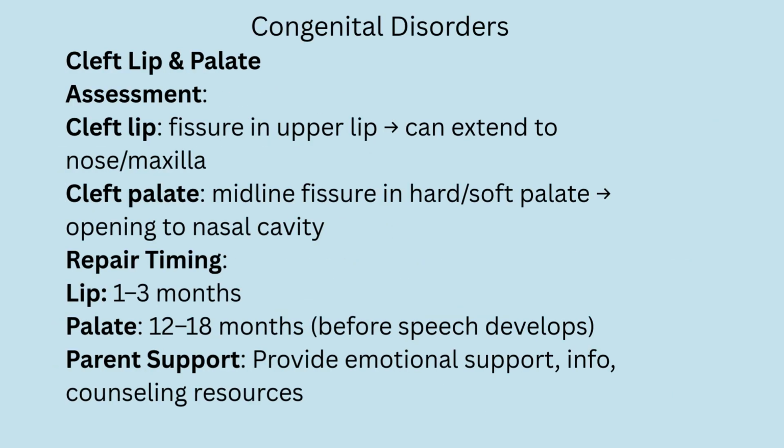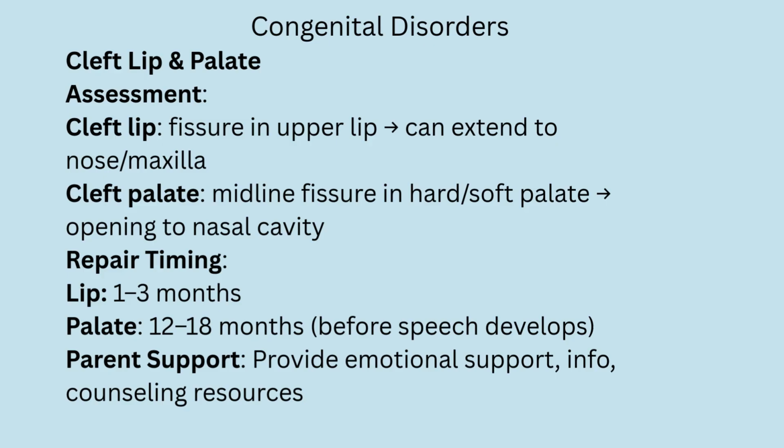Finally, let's talk about cleft lip and cleft palate. Cleft lip is a fissure of the upper lip, while cleft palate is an opening in the hard or soft palate. Lip repairs are usually done between 1 and 3 months of age, and palate repairs between 12 and 18 months before speech develops. Preoperatively, support parents emotionally and provide feeding devices such as special nipples or cups, feeding slowly with frequent burping.